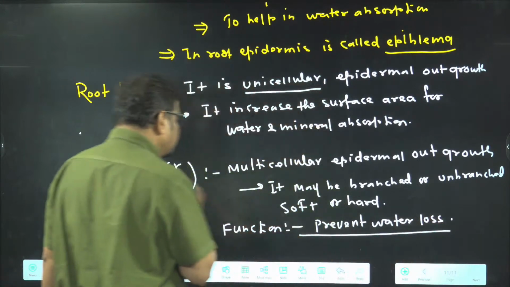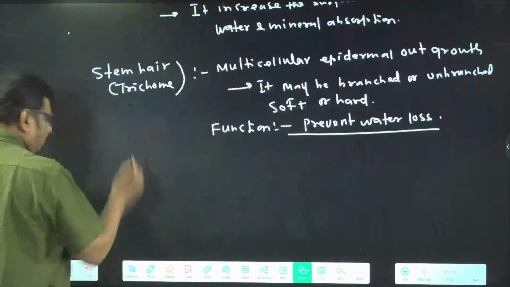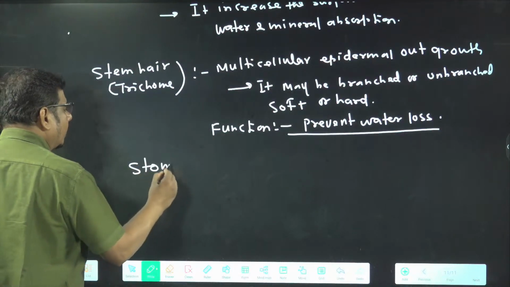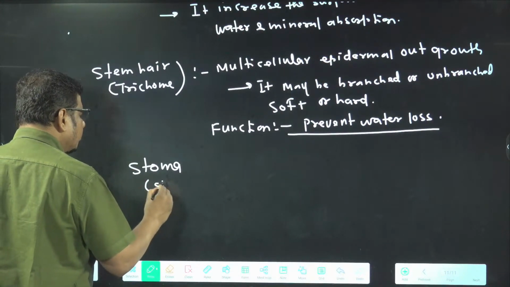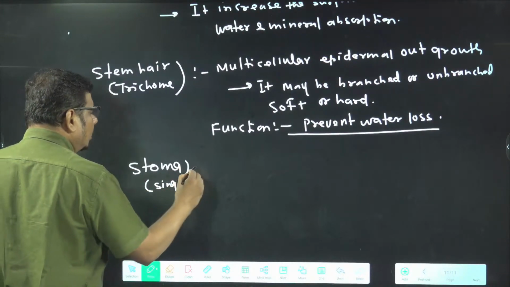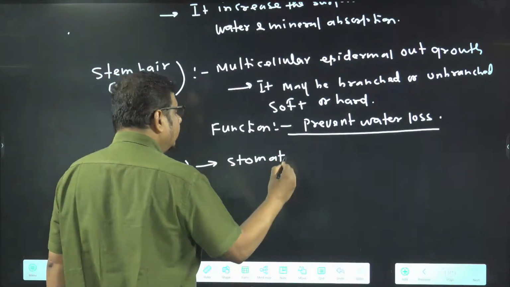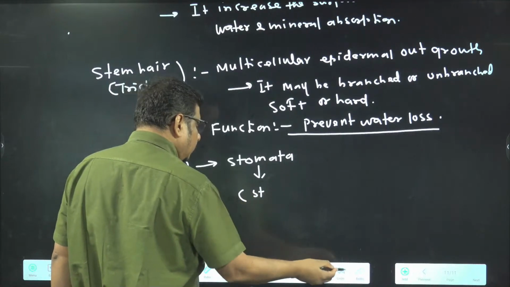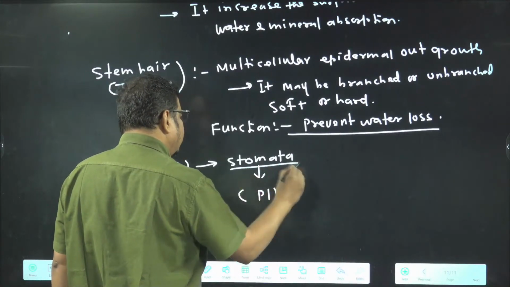Prevent water loss. So who is over? A stem here is also over. Now we are going to deal about which one? A stoma. A stoma is a singular term and its plural term is which one? A stomata. Plural. So don't confuse stoma and stomata.